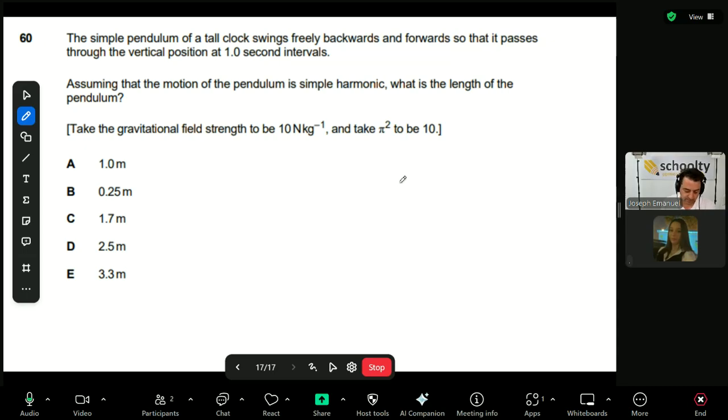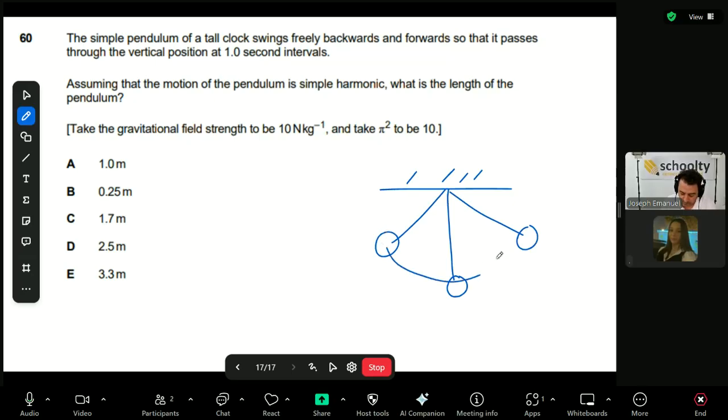Okay, let's do it. So you have a pendulum of a tall clock swings freely. Let's try to illustrate this. So you have the right side, the left side, and it's swinging left and right in a simple harmonic way, so that it passes through the vertical position at 1 second intervals. Assuming the motion of the pendulum is simple harmonic, what's the length of the pendulum?